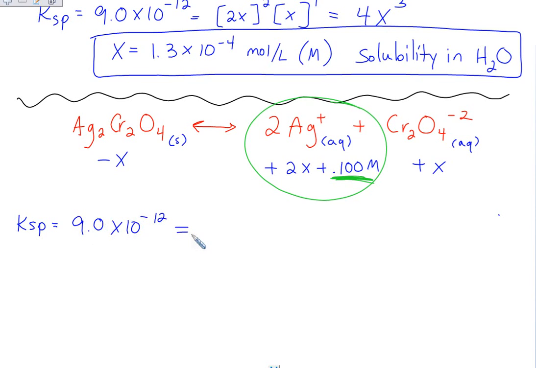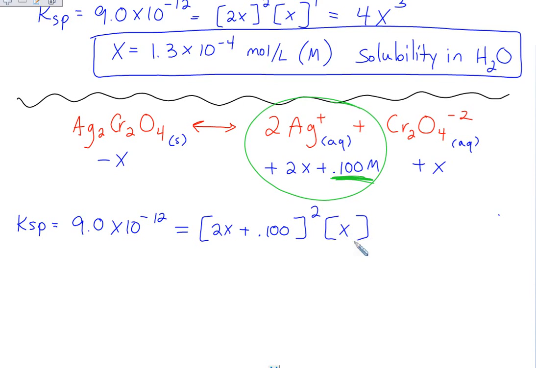My ion product's going to look a little different. This is going to be 2x plus 0.1, or you could say 0.1 plus 2x, obviously. And we need to square it times x.